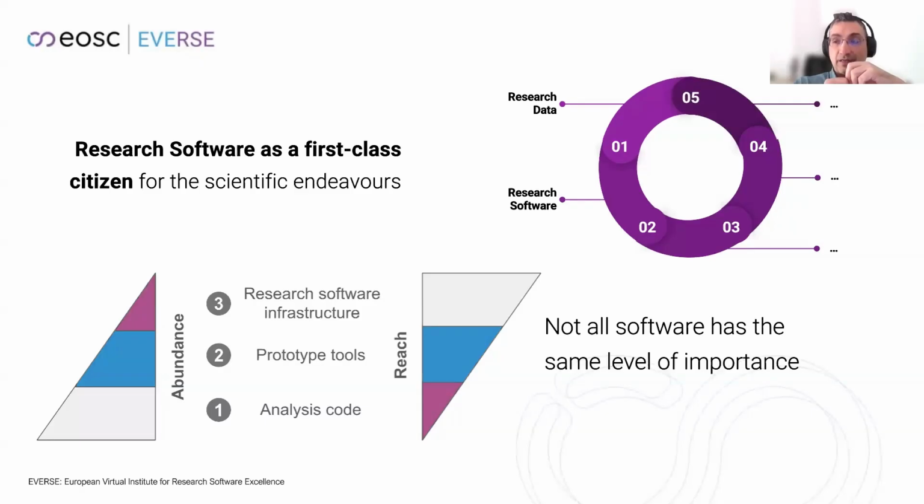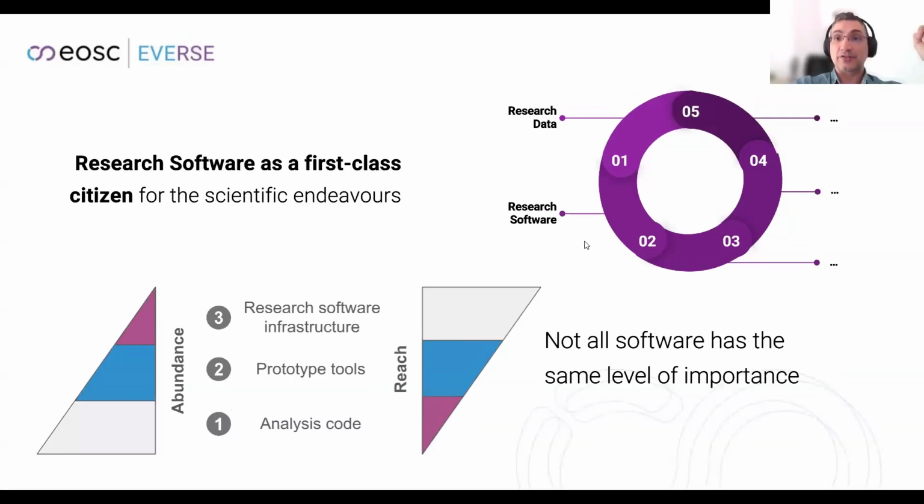Essentially, EVERSE is an EOSC project, a European Open Science Cloud project funded in Europe. And the main concept is to empower research software as a first-class citizen in science. Of course, as you can see, it exists in various parts of the life cycle. Even if we say that we start with research data, the research software is basically the next step. Even if you collect the data, you need somehow to process them. So it's a very fundamental part of the life cycle.